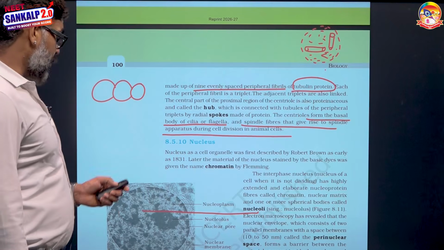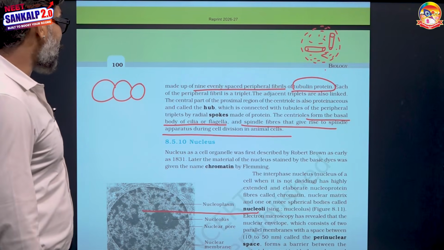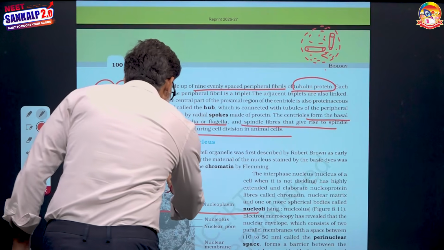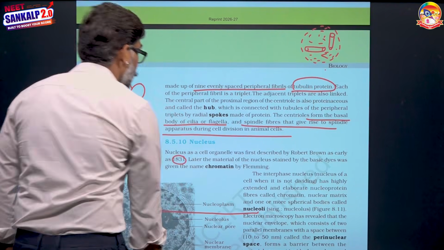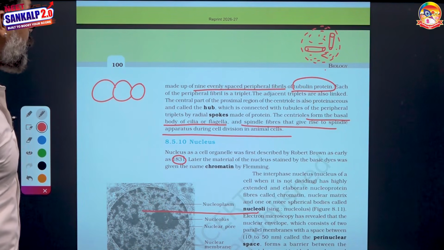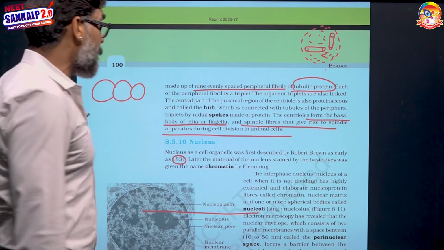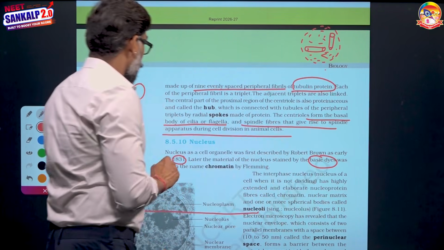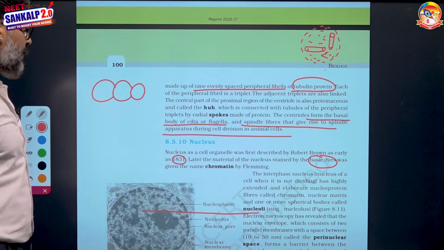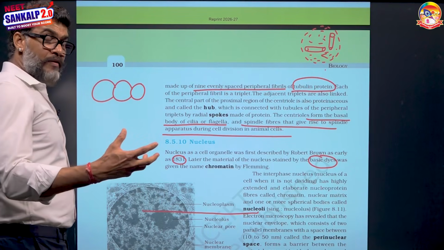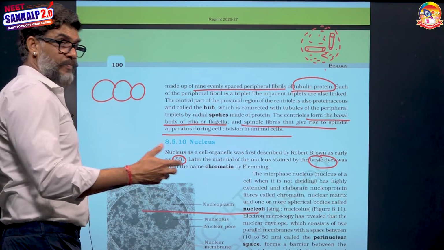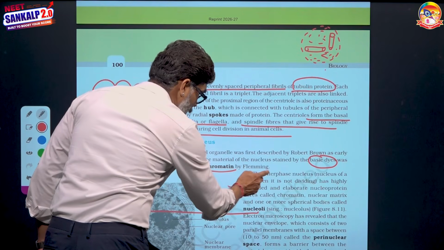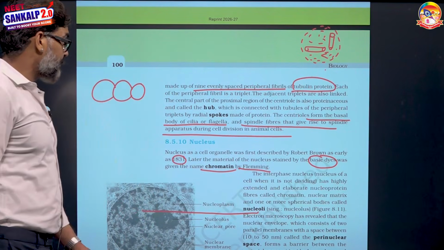Next to it is the nucleus. The nucleus as a cell organelle was first described by Robert Brown in the year 1831. The material of the nucleus is stained by basic, meaning alkaline, dyes and was given the name chromatin by Fleming. So the material present inside the nucleus which can be stained by alkaline dyes is known as chromatin, and this term chromatin was coined by Fleming.